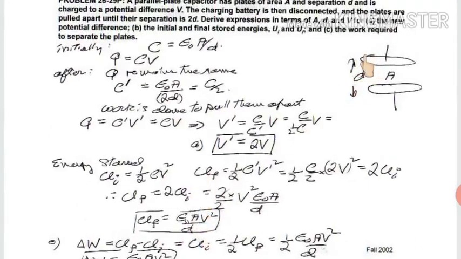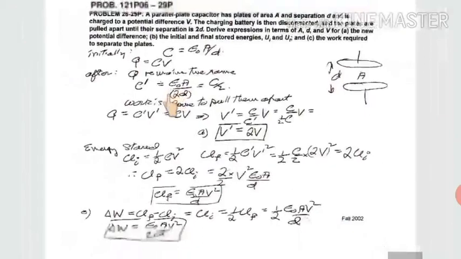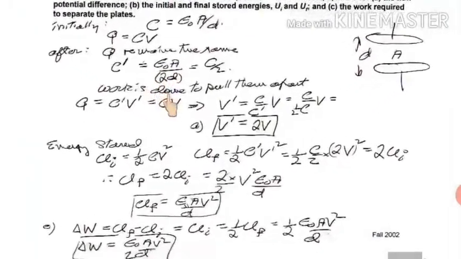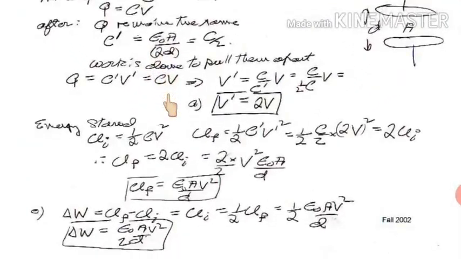C part is the work required to separate the plates. Now what will be the work required to separate the plates? It will be the difference of the two energies, UF minus UI. Very simple. So UF is 2 UI minus UI. So 2 UI minus UI will give you UI. Or in place of UI, we can also write half UF.